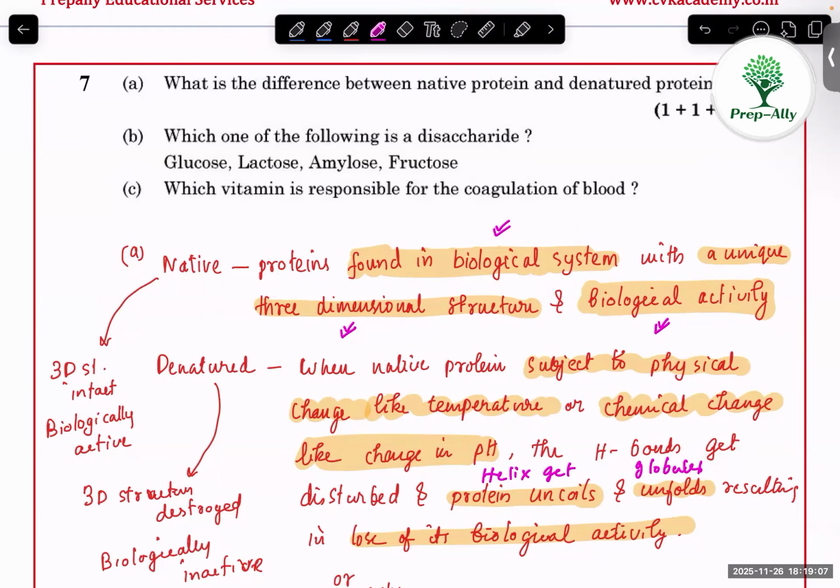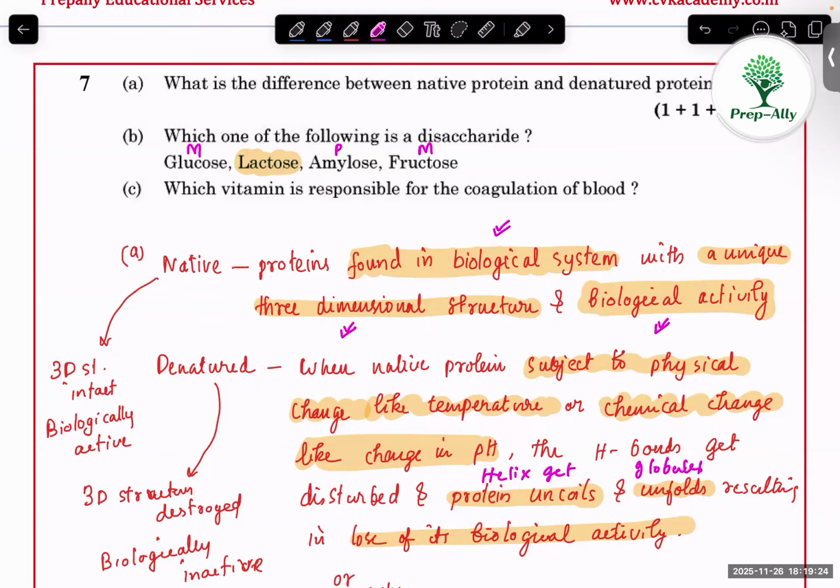Now the next one, which among the following is a disaccharide? Just a 1 mark question, you just need to mark whichever is the disaccharide. So here the disaccharide is lactose. If you look at the others, glucose is a monosaccharide, amylose is a polysaccharide, fructose is also a monosaccharide. So the answer is lactose.